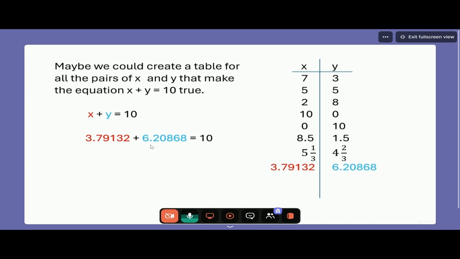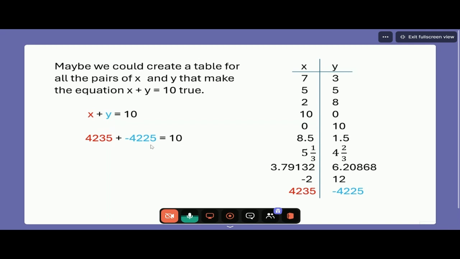So far, they're all positive numbers or zeros. Any reason they can't be negative? No. -2 plus 12 adds up to 10. Or really, really big numbers, 4,235 plus negative 4,225 adds up to 10. So that is another solution.